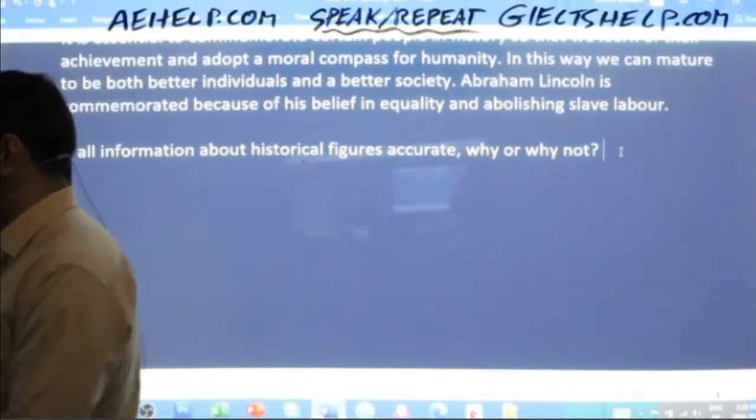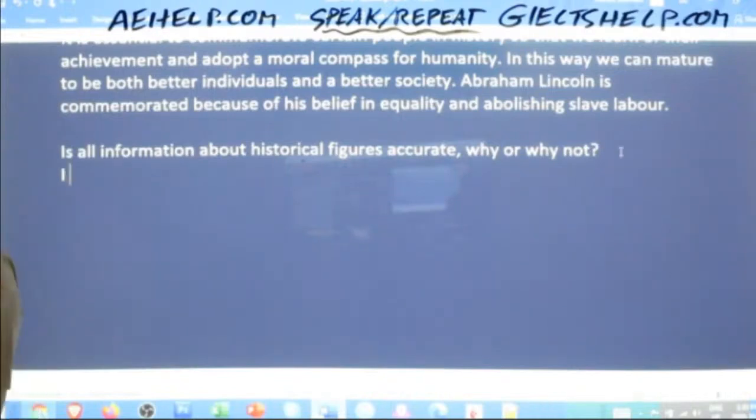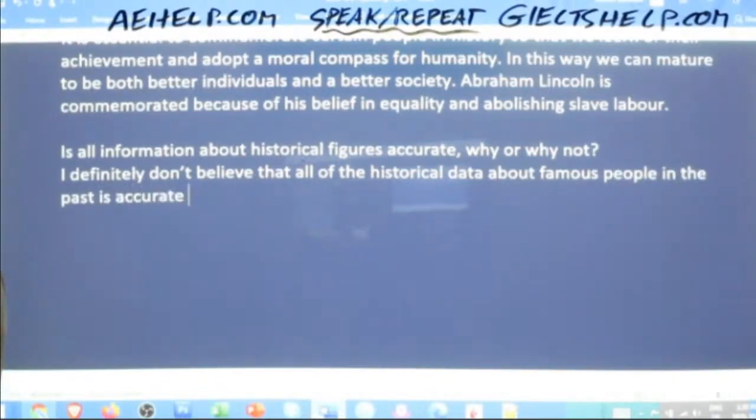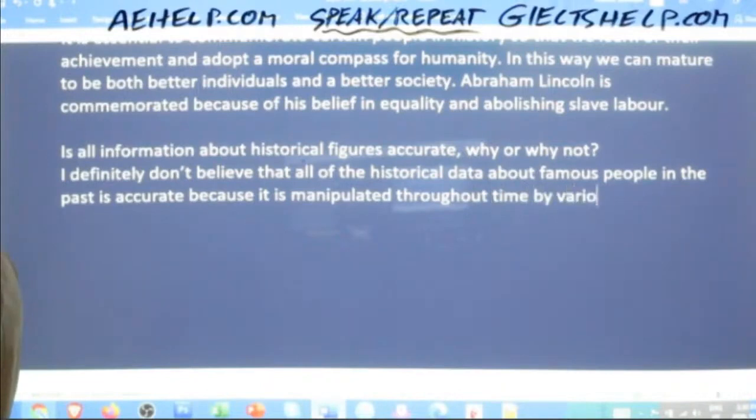So is all information about historical figures accurate? Why or why not? I definitely don't believe that all of the historical data about famous people in the past is accurate, because it is manipulated throughout time by various interested parties.